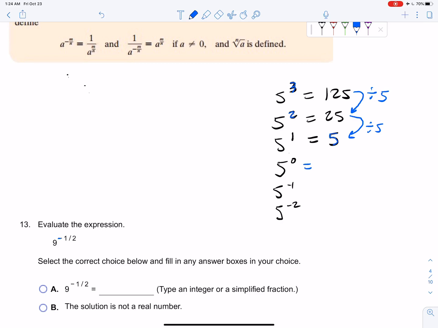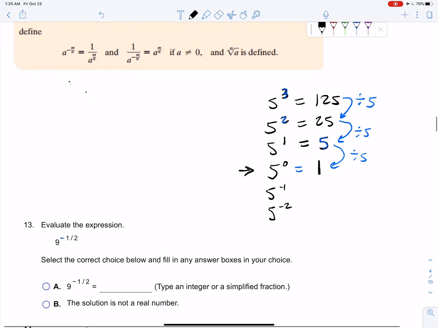Wow, okay, let's see if this works. What is 5? Oh, that didn't work. What is 5 divided by 5? Well, 5 divided by 5 is 1. And by the way, we have a rule of exponents. It says when you have a base raised to the 0 power, but you can't have a 0 raised to the 0, any other base raised to the 0 power is always going to be 1.